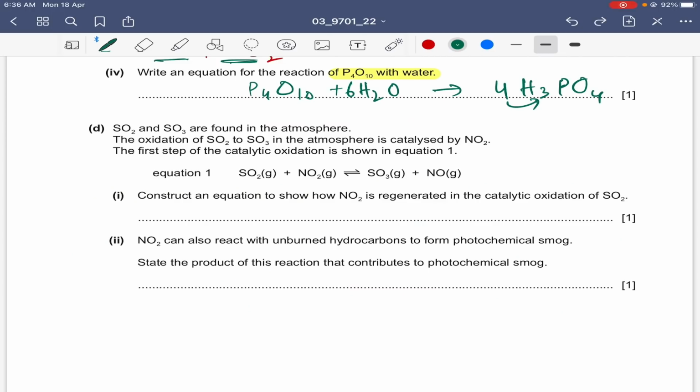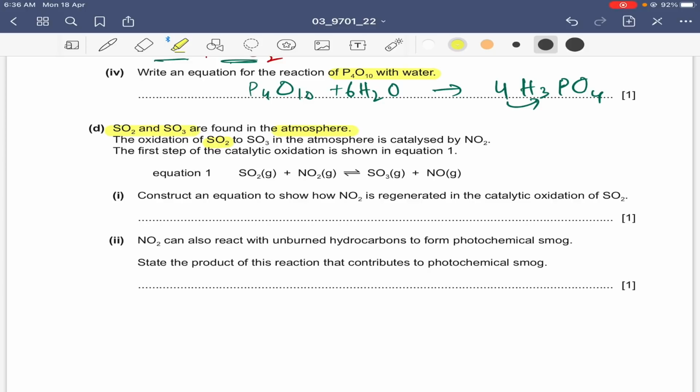So the next part of the question is related to sulfur and nitrogen. Sulfur dioxide and sulfur trioxide are found in the atmosphere. The oxidation of SO2 to SO3 in the atmosphere is catalyzed by NO2.